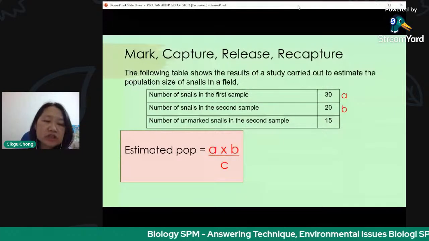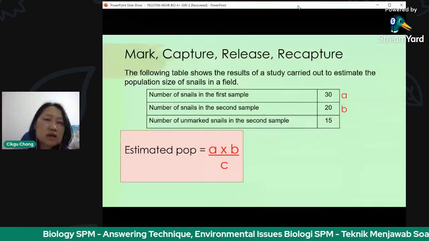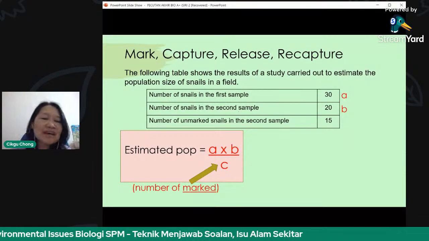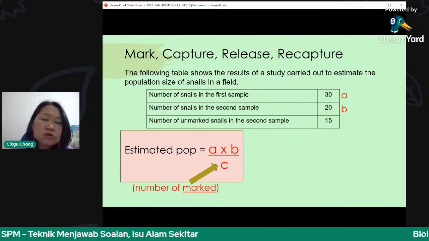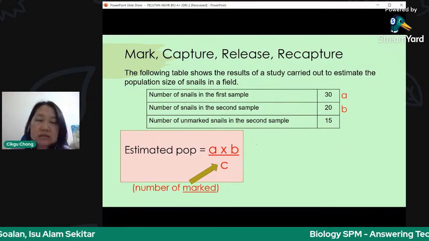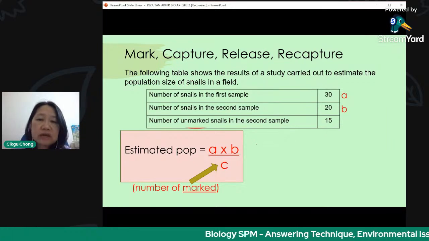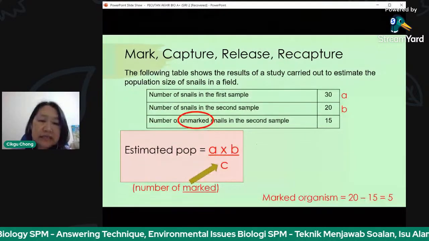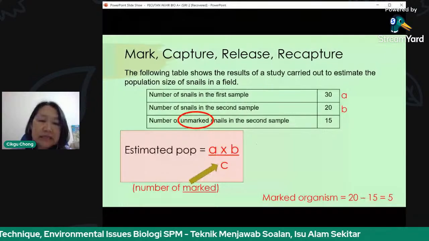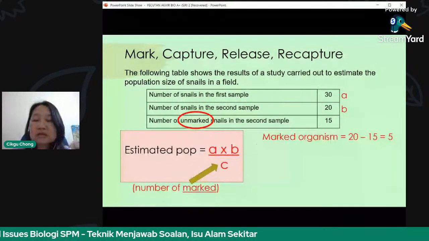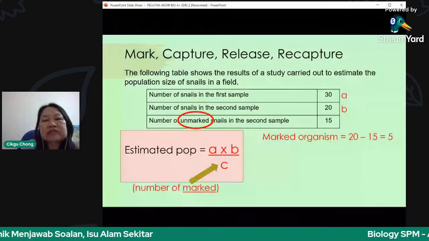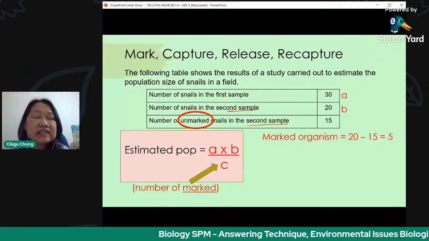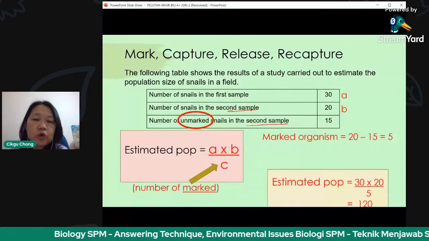So this is where a person tries to confuse you, right? See whether you're an A plus student or just a B plus student. It's unmarked snails. You don't look for the unmarked snails to put in your formula. You use the marked snail. So that means unmarked here, you must minus off from the second sample snail. If 15 is unmarked, that means 5 is marked. This is referring to the second sample, nothing to do with the first sample. So the second sample is 20, but 15 is unmarked, that means 5 is marked. So you put your 5 inside that.